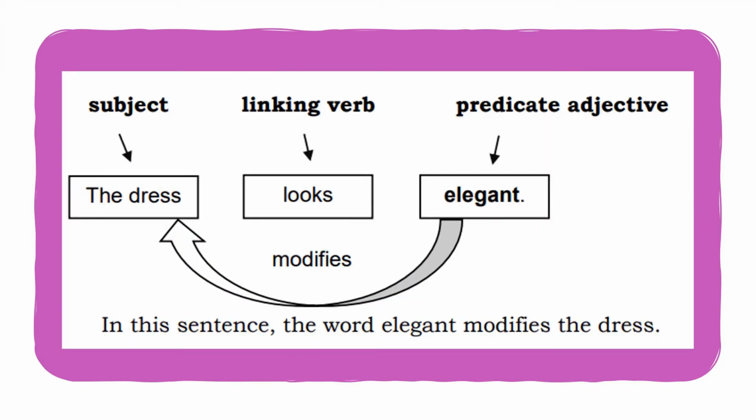Let us take a look at this. In this sentence, the word elegant modifies the dress. The dress looks elegant. We have here the subject, which is the dress. We have the linking verb, which is looks. And we have now the predicate adjective elegant, since it is part of the predicate. And we are modifying the dress. We are describing the dress.